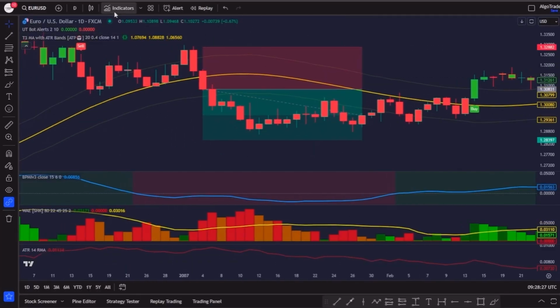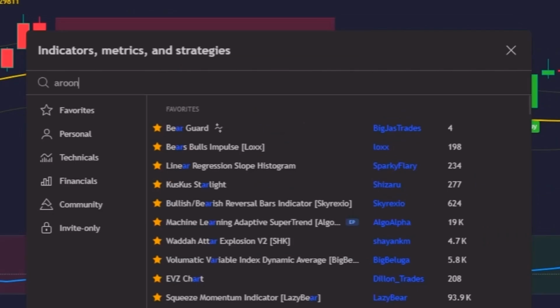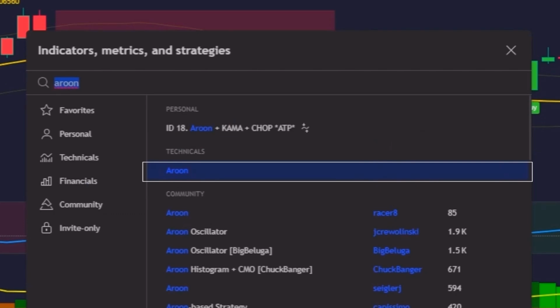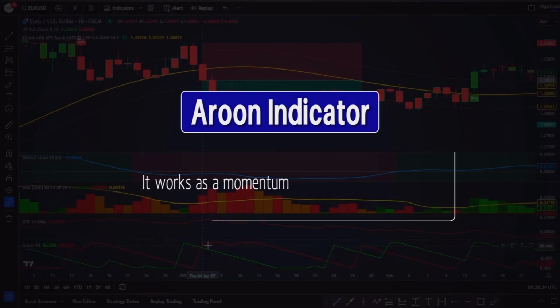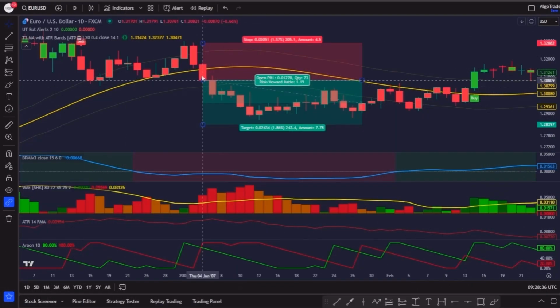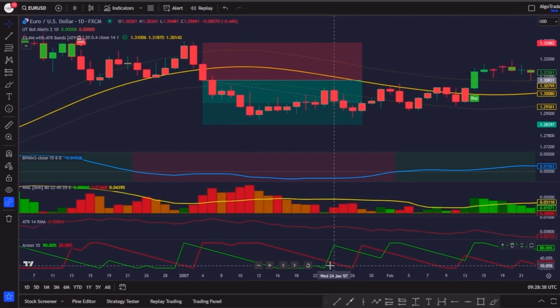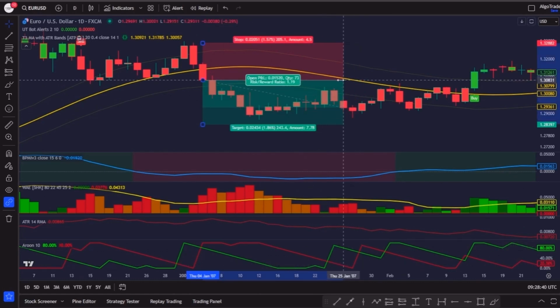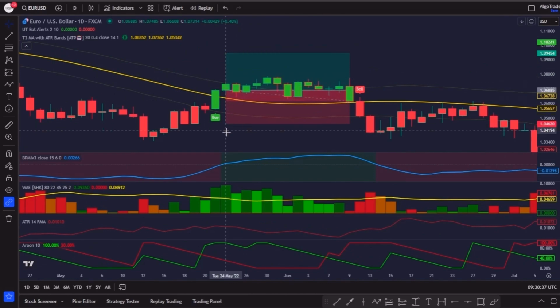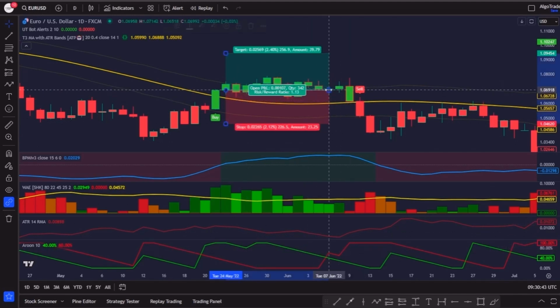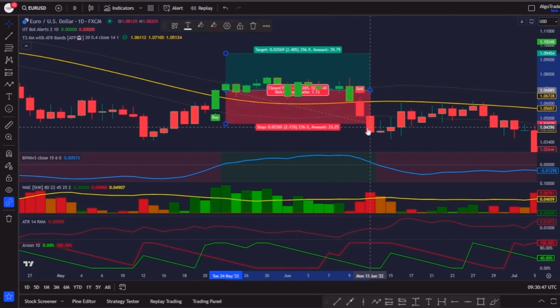Finally, the third exit rule uses an additional indicator, the EURUSD, this one here, with a length of 10. It works as a momentum reversal confirmation. If you are in a short trade and the EURUSD indicator gives a bullish crossover signal, you exit the position. And the same applies in reverse. If you are in a long trade and a bearish crossover appears, it's time to close the trade. This exit indicator helps you avoid holding onto trades that have lost momentum.